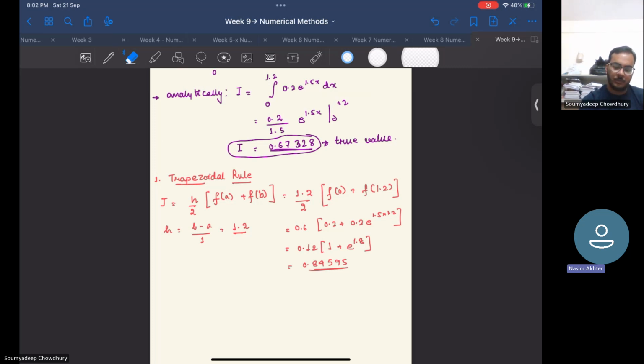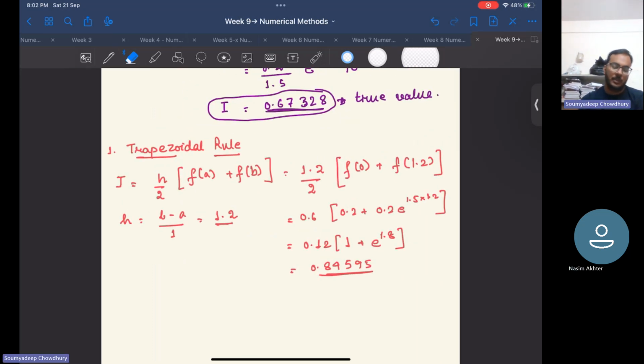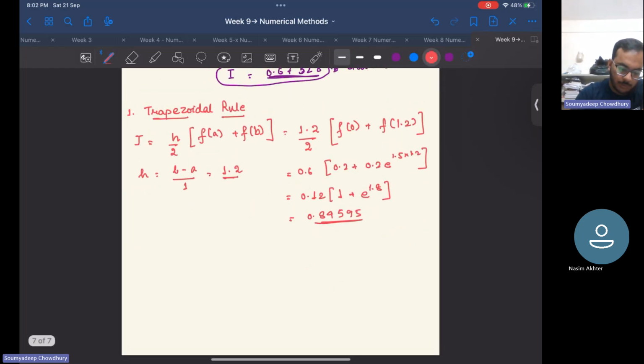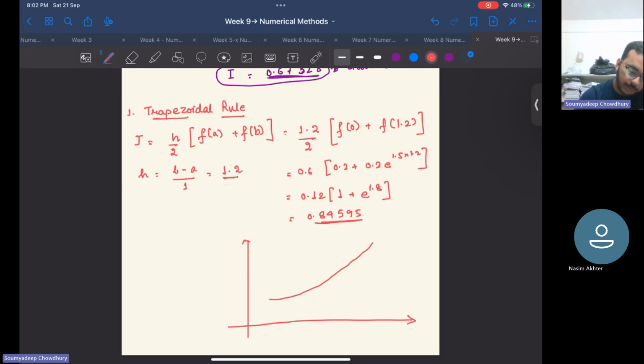Yes, it is very much deviating. Because if we try to plot this function e power ax, just try to understand what we are basically doing here. So e power ax will look something like this, right? So what we are doing is this is my a and this is my b, this is my 0 and this is suppose 1 point.